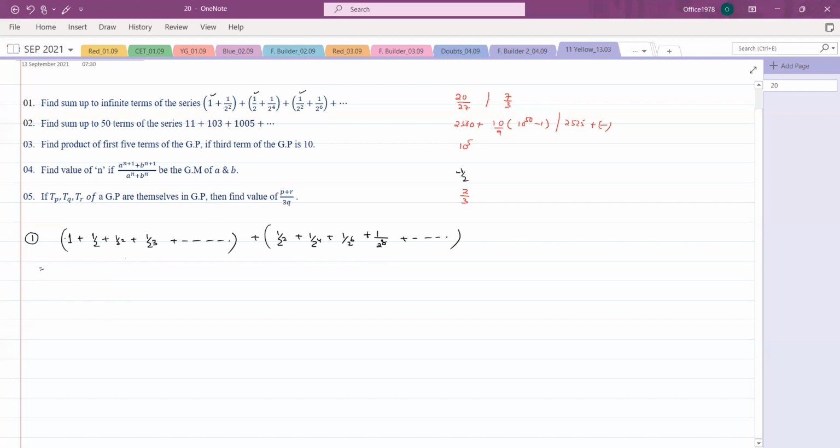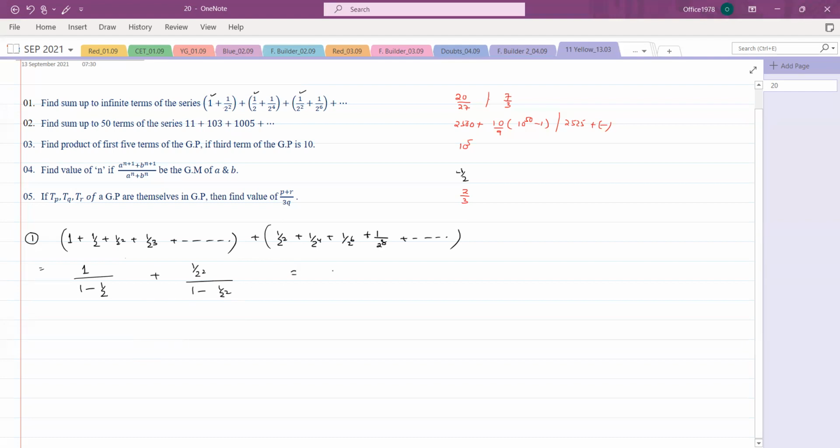Okay. What is the sum of this GP? A divided by 1 minus R. A is 1 upon 1 minus R, R is 1 by 2. Second sum, A is 1 by 2 square upon 1 minus 1 by 2 square.